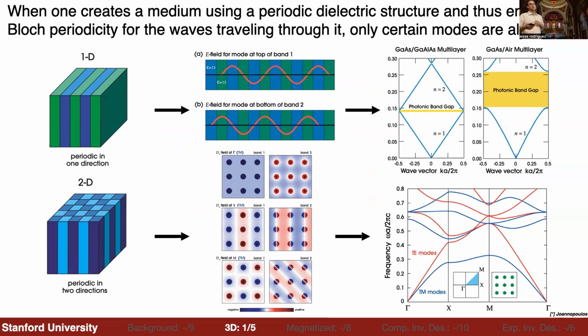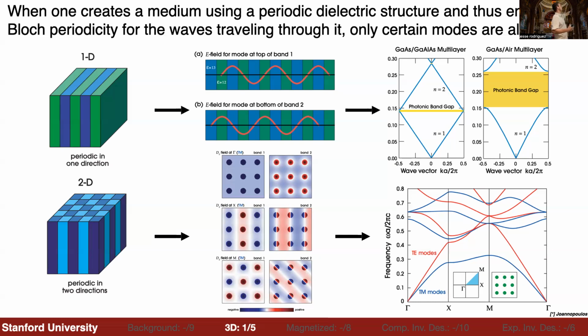So when one creates a medium that uses a periodic dielectric structure, you enforce a Bloch periodicity for the waves traveling through it. And depending on the properties of the patterned material, certain modes are going to be allowed in the medium and certain modes are going to be disallowed. So on the top right, all the way to the right side, you can see these photonic band gaps can occur where no mode in that frequency range from 0.15 to 0.25 roughly is allowed within the medium because of the periodicity and the properties of the material that's being stacked in this 1D photonic crystal. And again, like I said, 1D is like counting the number of directions where, when you point your finger, you get a heterogeneous material.